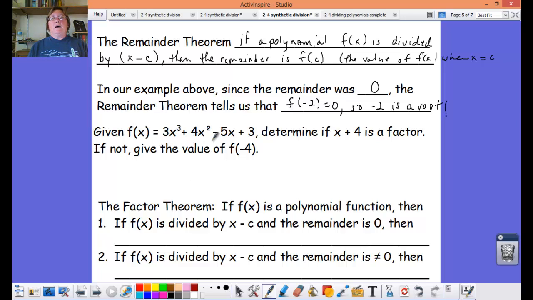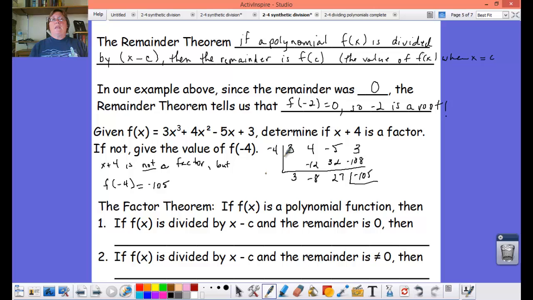We've got a polynomial here, a cubic. We want to know if x plus 4 is a factor. If it's not, it says give us the value of the function at -4. Well, we can do that really easily by doing some synthetic division or box method if that's your choice. Will you pause the video and let's try this one. Here's my work. Here's my division. If I'm trying to see if x plus 4 is a factor, I synthetically divide by -4. I do the drop, multiply, add until I get to the end.